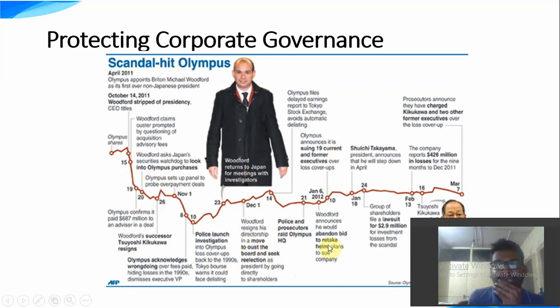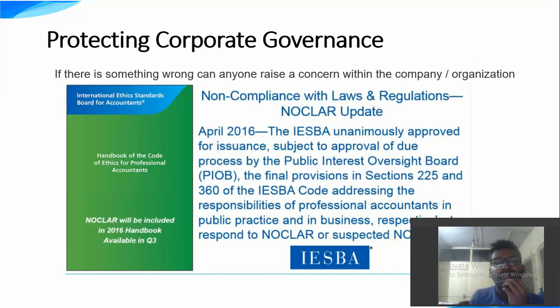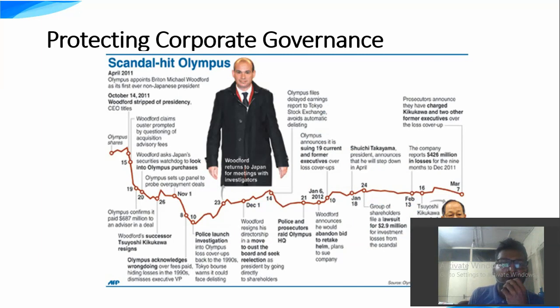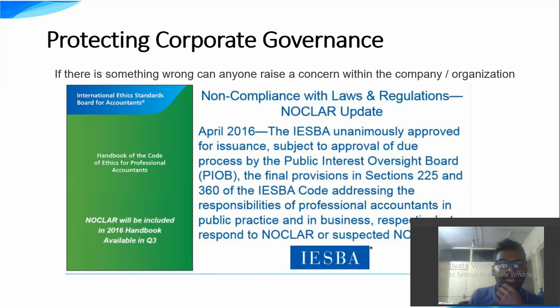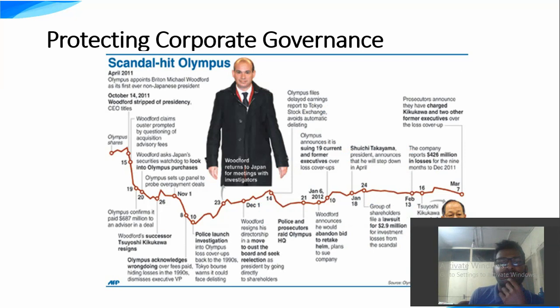So see, he was a CEO, and he took a stance. Look, you guys are wrong. You are doing something wrong, and you are a public entity. You cannot do it. But what happened to him? He got stripped. He got fired simply because he went behind the company's directors. But do keep in mind, this happened in 2011, and the NOCLAR came in 2016. So all these events eventually led to the NOCLAR, in the sense of non-compliance with laws and regulations provisions, or the rule.